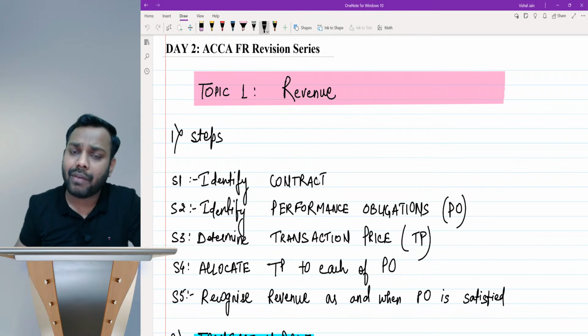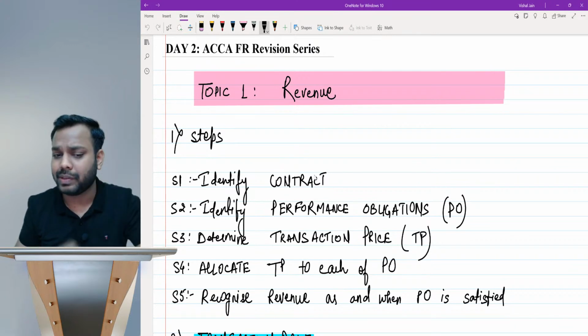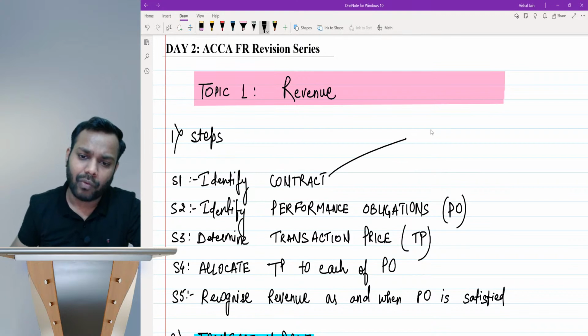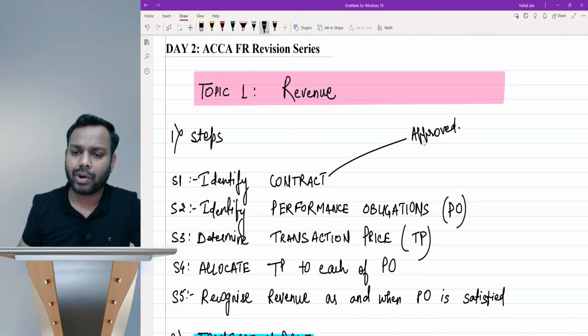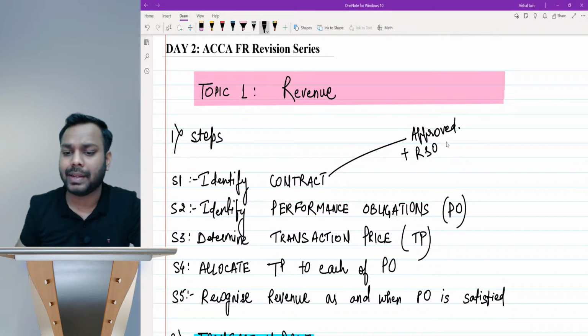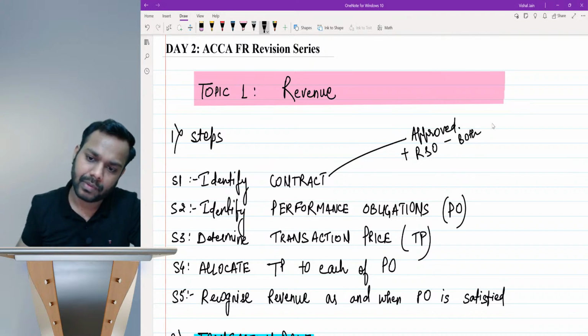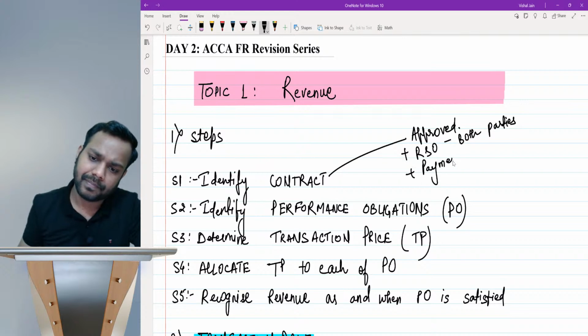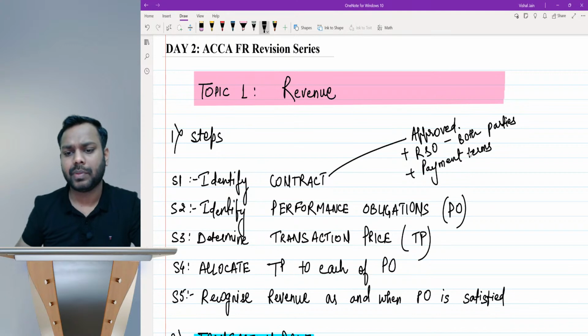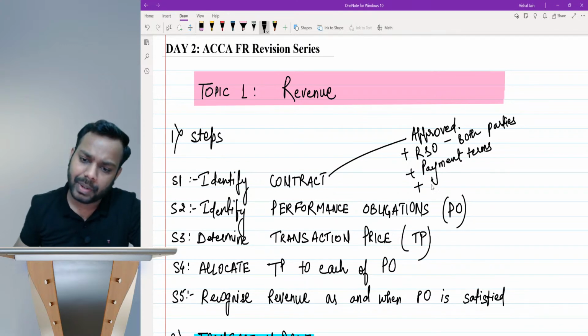Now, how to identify whether a contract exists or not? There are 5 conditions which we have discussed in the class also. What are the 5 conditions? That it has to be approved by both the parties. Then what next? Tell me. Rights and obligations of both the parties should be clear. Third, payment terms should be clear. Plus there should be a commercial substance.